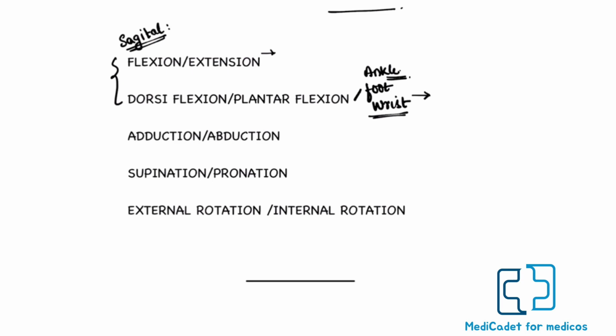Dorsiflexion is when the foot is touching the shin, right? It is going up, that is dorsi, and when it is touching the floor, it is plantar flexion. Similarly, in the wrist, this is your dorsiflexion and this is your palmar flexion. Upward is dorsal, downward is palmar flexion.